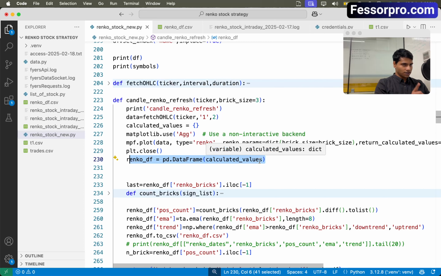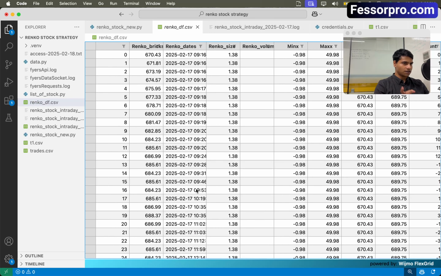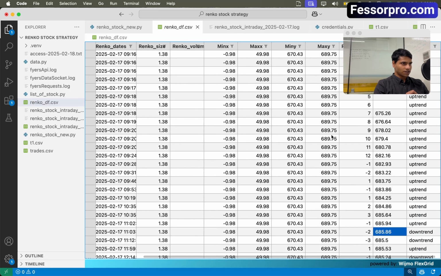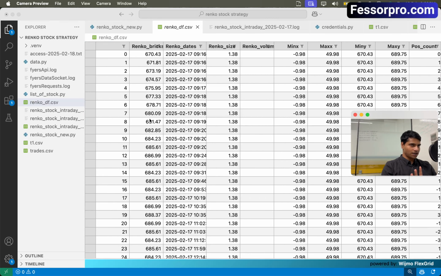Okay. Now when you run this for the first time, you will get a data frame like this. So you will get a Renko brick column. Then we have the Renko dates column. So this is the date on which the Renko brick is calculated. Now this is the Renko size, brick size 1.38. Then there are a few more columns which are not important. Okay. So the most important columns are Renko brick, Renko dates and Renko size. These are the three important columns that we will get.